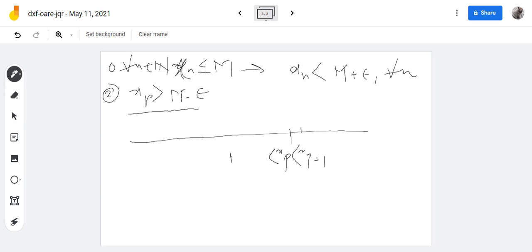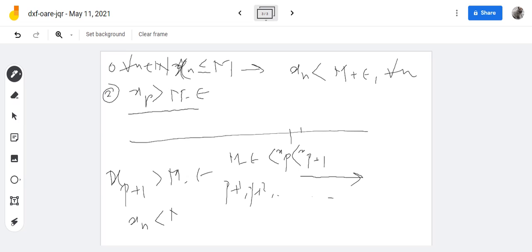And what is xp? xp is also strictly greater than M minus epsilon, then all the members beginning from xp plus 1 are all greater than M minus epsilon, for p plus 1, p plus 2, dot dot dot, also p. Since xp is greater than M minus epsilon, then xp plus 1 also cannot be less than M minus epsilon. They are all greater than M minus epsilon. So what we got? We got xn less than M plus epsilon for all n.